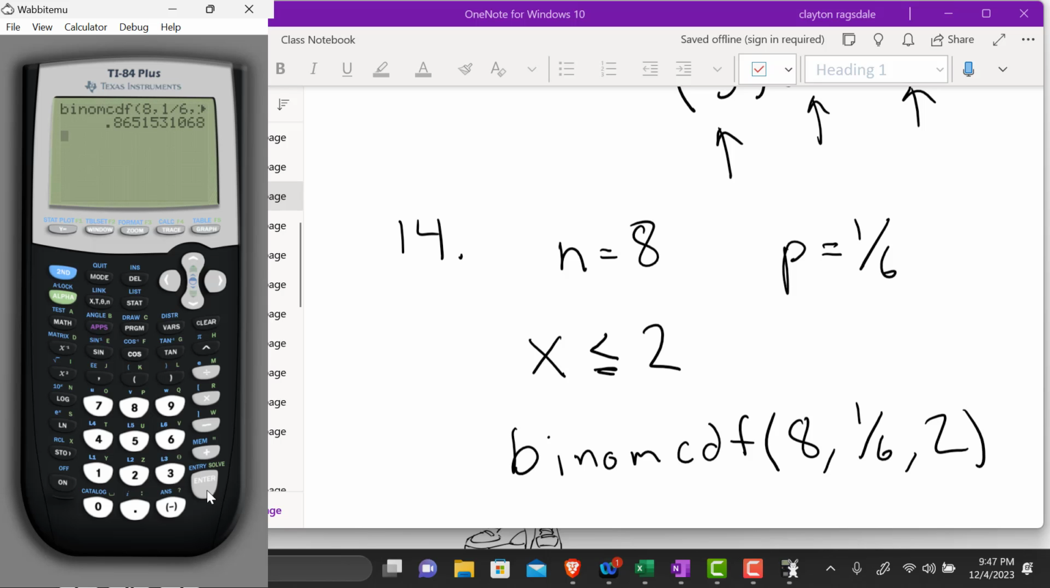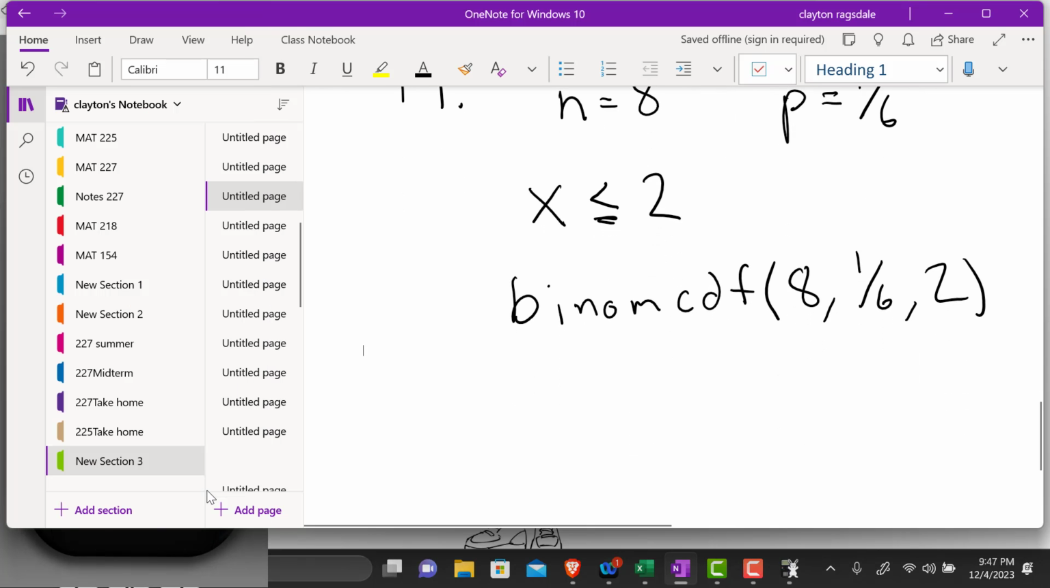And in this case, we have 0.86515. Does it say how many decimals? It does say rounded 2 decimals. So 0.865 is what we're looking at here. 0.865. All right, and moving forward, 15.